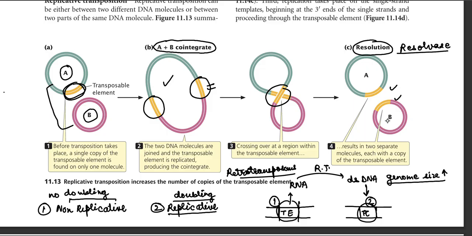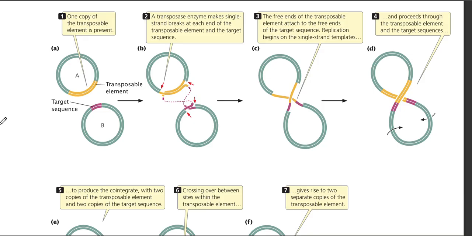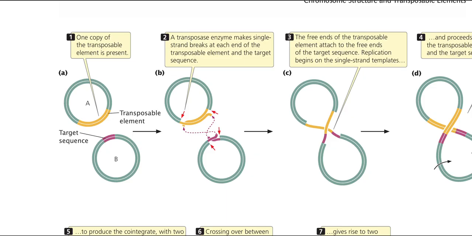So here the duplication of the transposable element has taken place, and here the formation of the A plus B co-integrate has also taken place. So this is the general condition where the replicative transposition takes place between two different DNA molecules. Moving into the details of this structure, how does this happen? Let's zoom into it. So here were the two DNA elements, DNA A and DNA B.